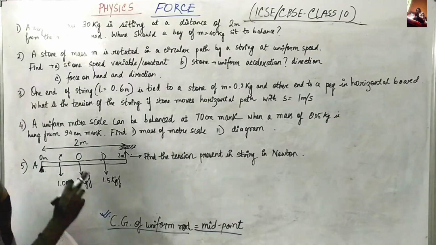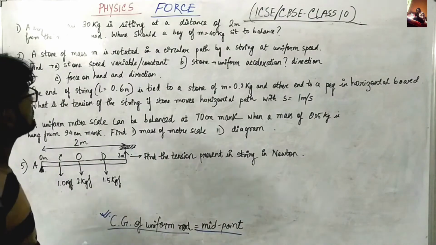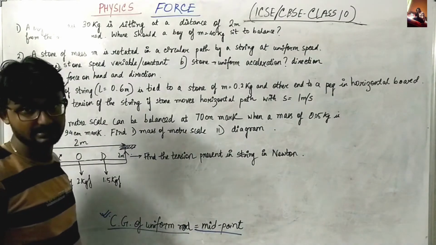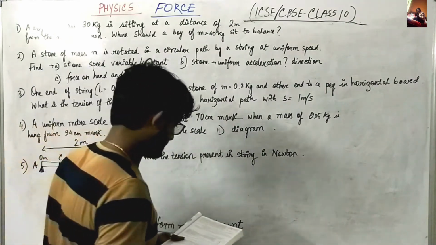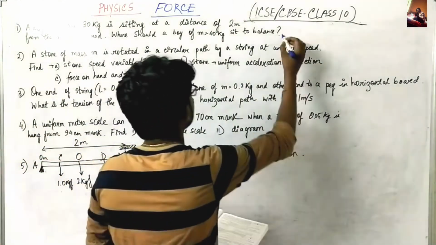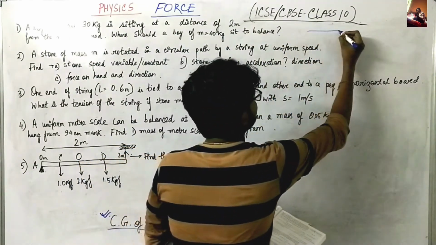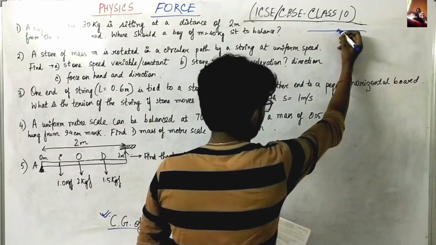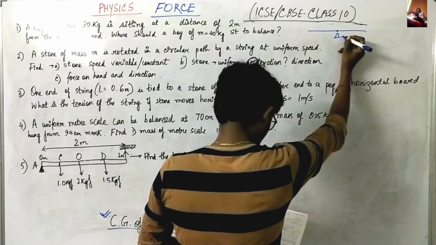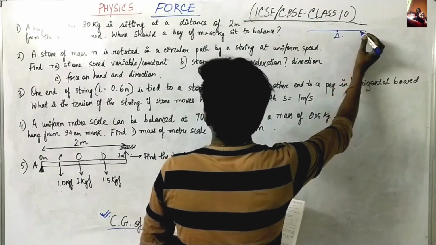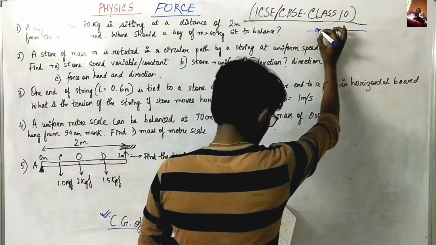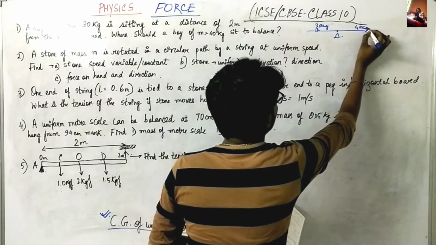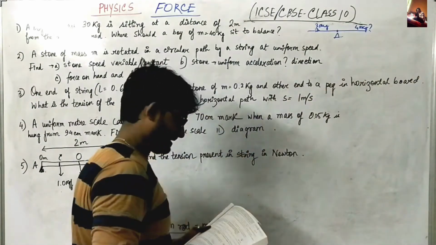Number 1. A boy of mass 30 kg is sitting at a distance of 2 meters from the midpoint of the rod. Where should a boy of mass 40 kg sit in order to balance? Over here we will just draw the diagram like this. Suppose this is the rod, this is the midpoint, and the distance of 2 meters from the mid of the rod. Over here there is one 30 kg boy sitting. So where will this 40 kg boy stand in order to make this in equilibrium?